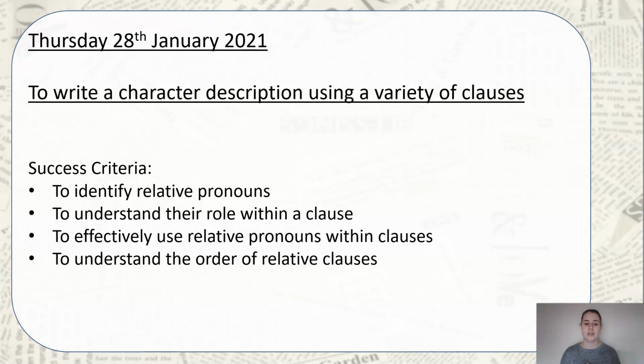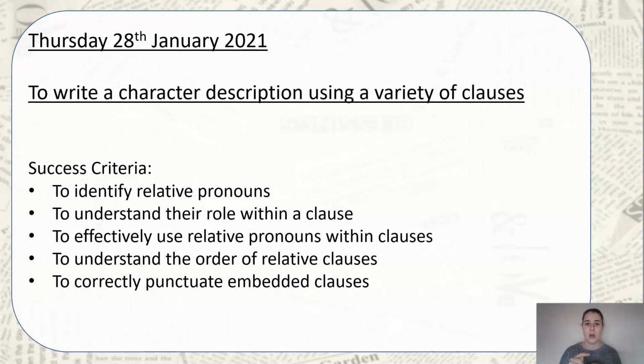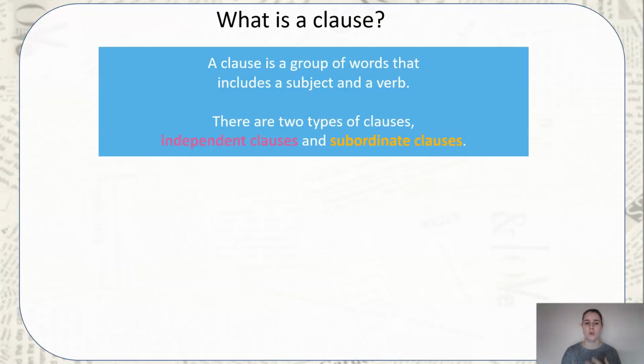And then you're going to have a go at understanding the order of relative clauses, which we've done before, when we know that we can change the main clause and the subordinate clause or a relative clause around in a different order. Once we've done that, we're going to recap on punctuating embedded clauses properly. So we're going to work through some different examples of making sure we've got our commas. And then you are going to have a go at writing a character description. I'm going to do some modelling and we're going to do some paired work together before you have a go on your own. So, first of all, what is a clause?